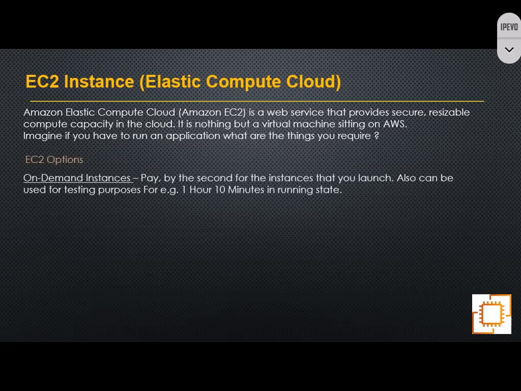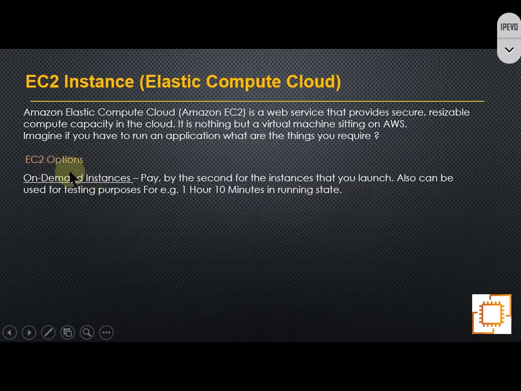So what are the EC2 options? Let's suppose I am going to deploy one Windows server, let's take it for example. What are the options available? The first thing is on-demand instances. This is pay by the second for the instances that you launch. It can also be used for testing purposes, for example 1 or 10 minutes of running state.